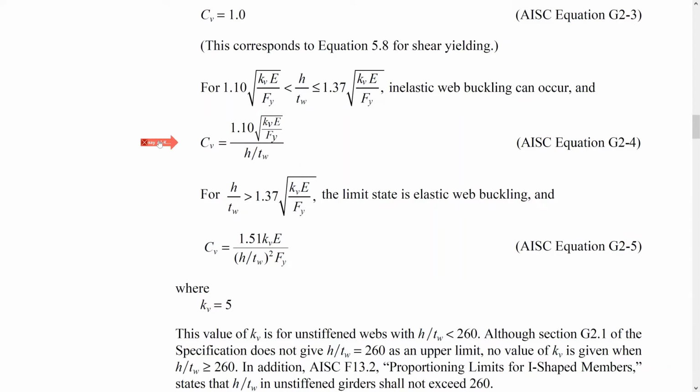If lambda, the width to thickness ratio of the web, is greater than 1.37 times the square root of k sub v E divided by Fy, the limit state is elastic web buckling, and C sub V is calculated like this. And here k sub v is equal to 5, and this is for an unstiffened web with lambda less than 260. There is no value if lambda is greater than 260. I'll show you this in a sketch, which will make it much easier for you guys.